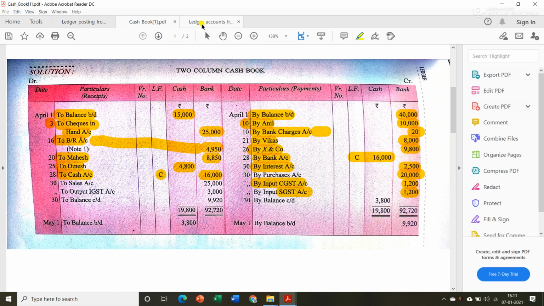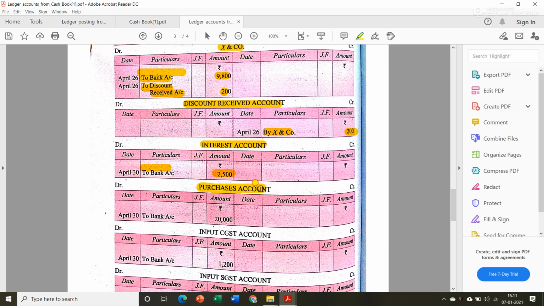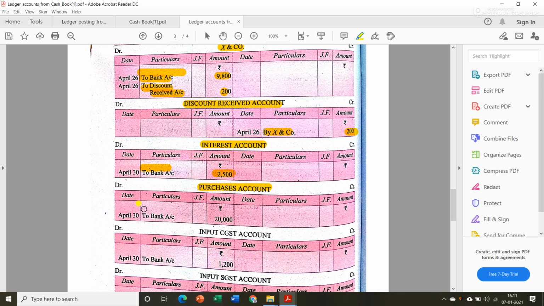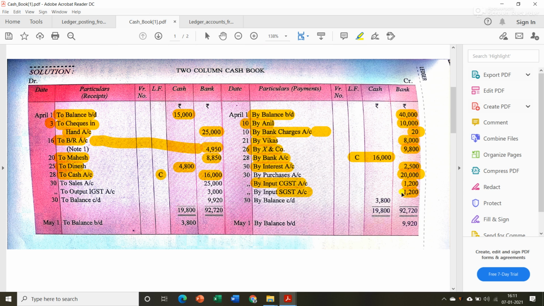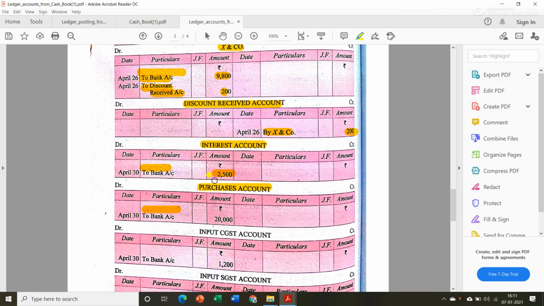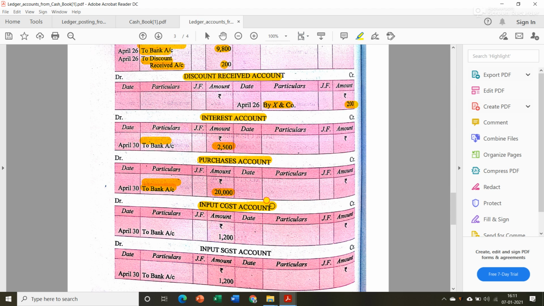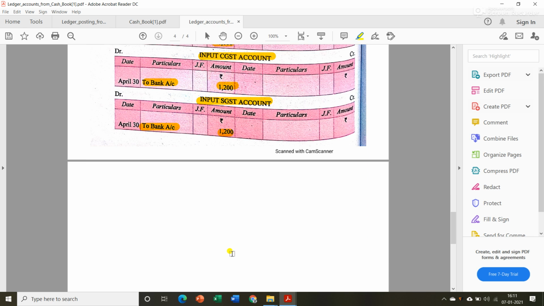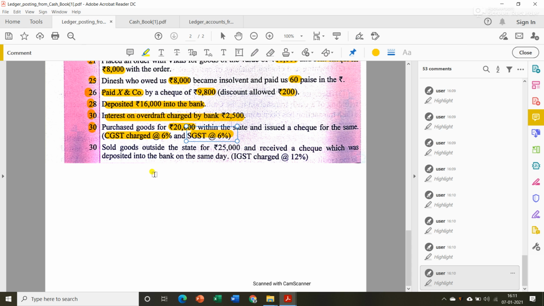Now let us prepare the ledger. Do we have any purchases account in the ledger? No. So we will create purchases account. Since we recorded this transaction on the credit side, we have to write it in the debit side. And in which column? Bank column. So to bank account 20,000. In a similar manner we have to prepare input CGST account and input SGST account, and in the debit side we will write to bank account 1,200 and into SGST account also 1,200. Now let us see the next transaction.